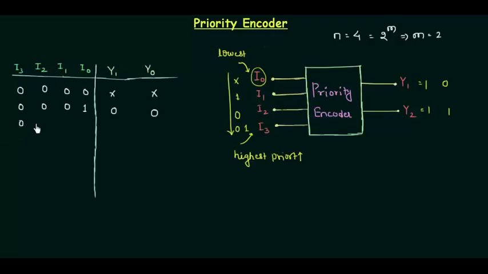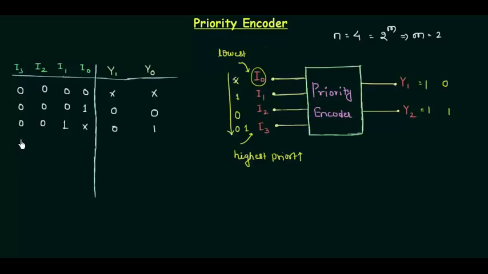Let's move to the other case. When I3 is 0, I2 is 0, I1 is 1. It's the case that we just discussed here, this one. In this, we don't have to see the value of I0. It is simply don't care. If it is 0, it doesn't mean anything to us, because the output will still reflect I1. If it is 1, in that case also the output will be I1. So it's don't care for us, and the output will be 0 1.